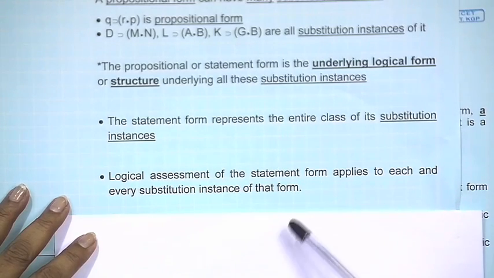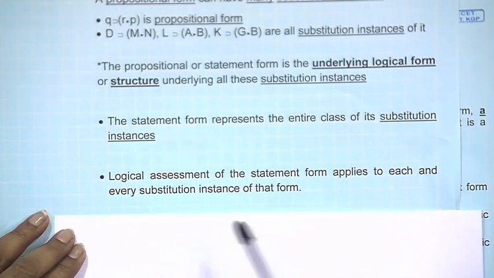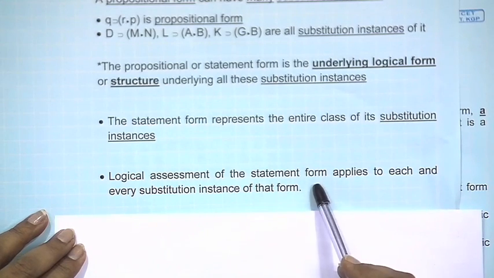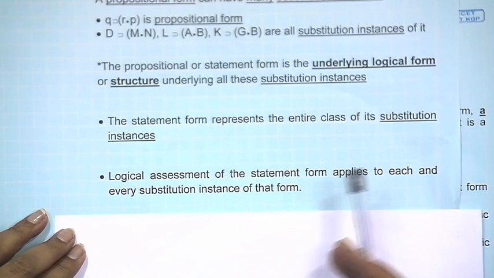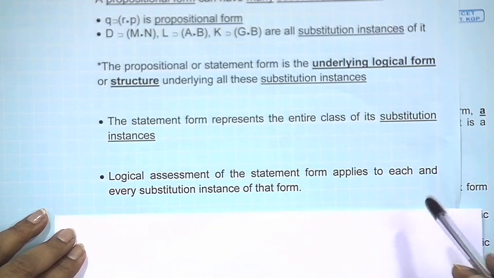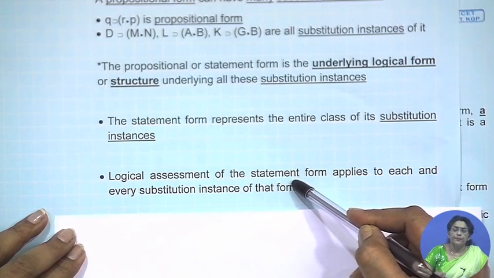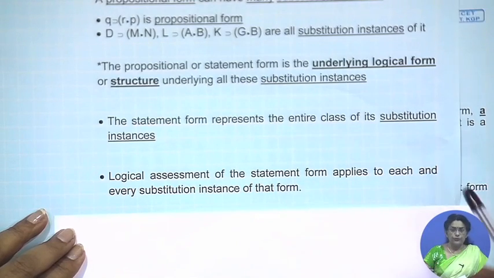The advantage of doing this is that practically when you take the whole discussion to the form level, then if you do any logical assessment of the underlying form, you can make a comment about the entire class which is a result of substitution of this form. That is the gain, and we will show you with actual examples. But first of all, different types of statement forms.